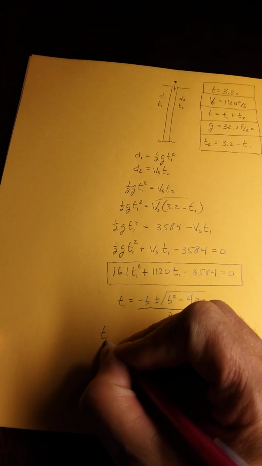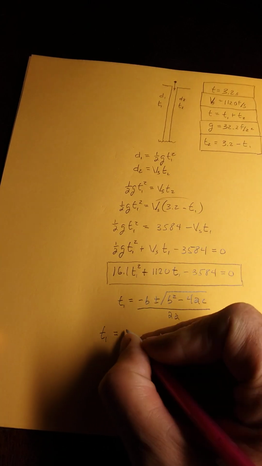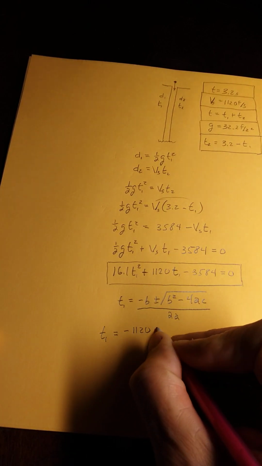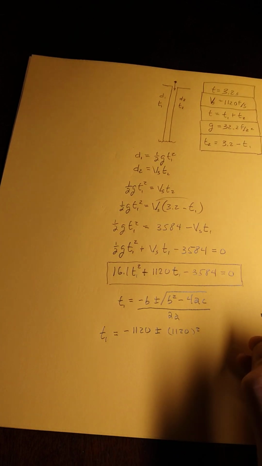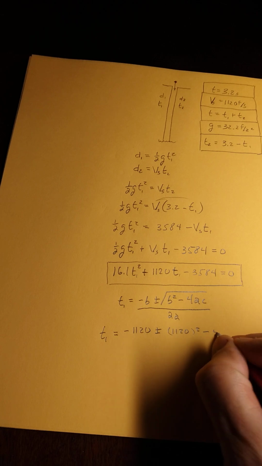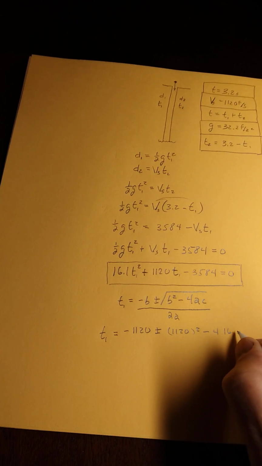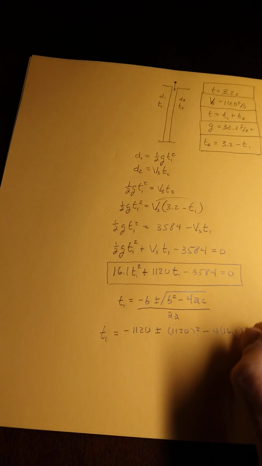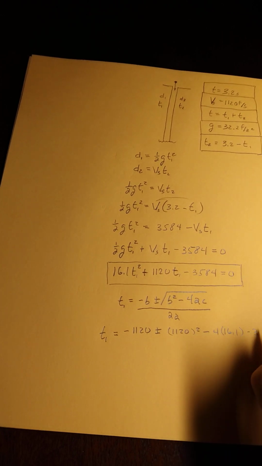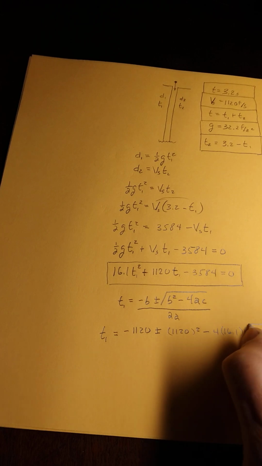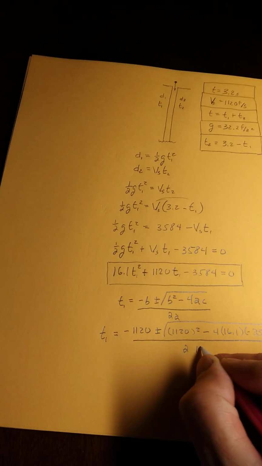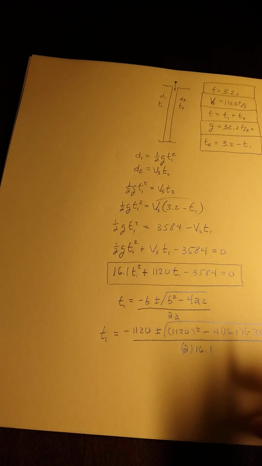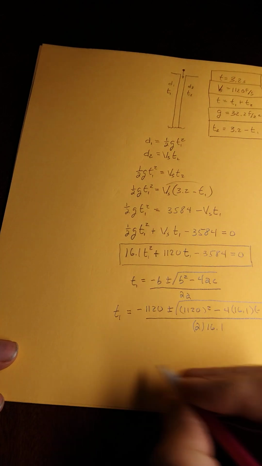My t1 is going to be equal to my negative b, which is negative 1120, plus or minus the square root of 1120 squared minus 4 times 16.1 times my negative, very important to bring that negative, 3584. And we're going to take the square root of this thing, and then divide it by 2 times 16.1. All right, let's go one more step here.